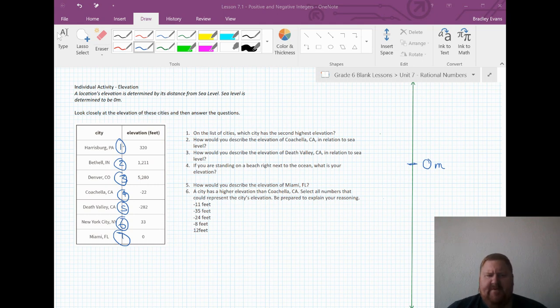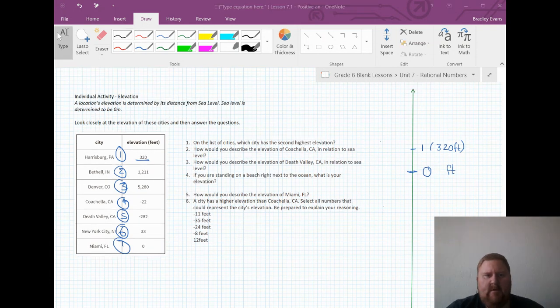So the first thing I'm going to do is label with a number each of these cities, and I want to put them on my number line because I can pretty much be sure that my questions are going to ask me to use this number line. Let's start off with Harrisburg, Pennsylvania, and it has an elevation of 320 feet above sea level. So here's 0. I'm going to put Harrisburg about here. I'm just going to label it number 1, and I'm going to say that that's 320 feet. Sorry, I made a mistake here. That should say feet. 0 feet.